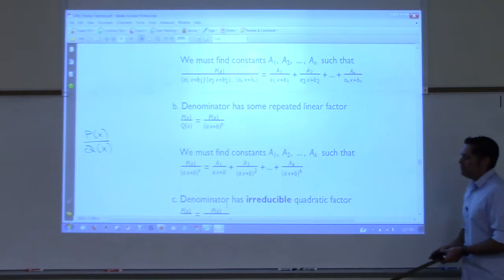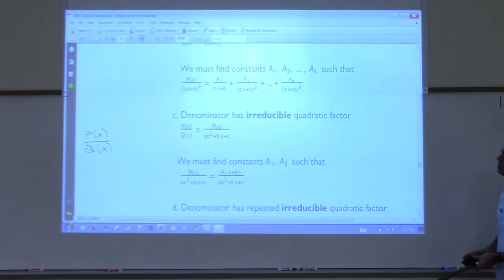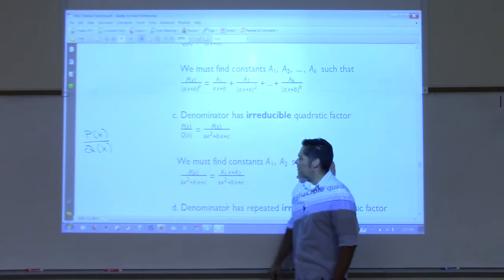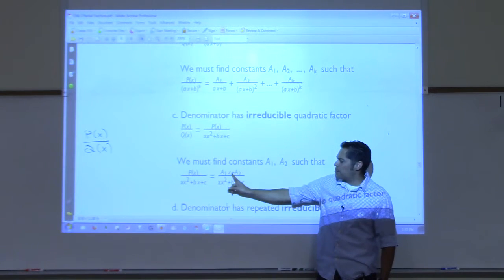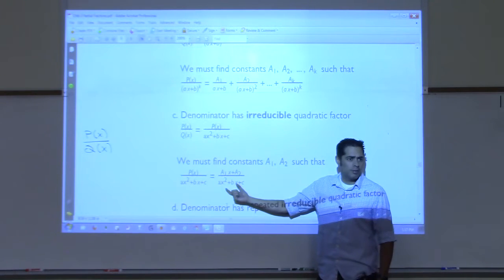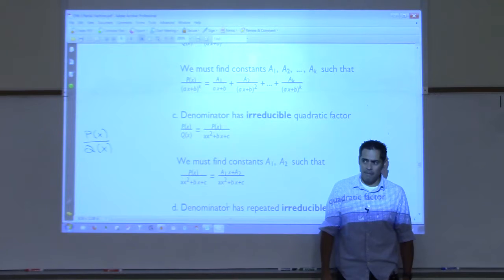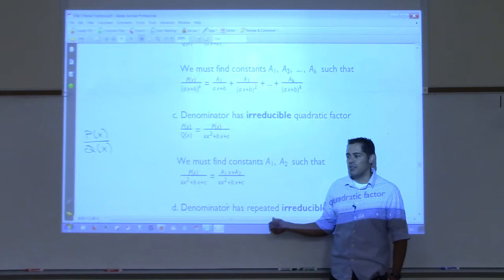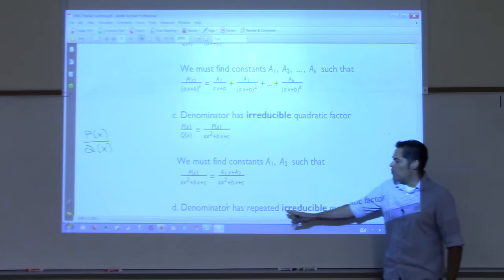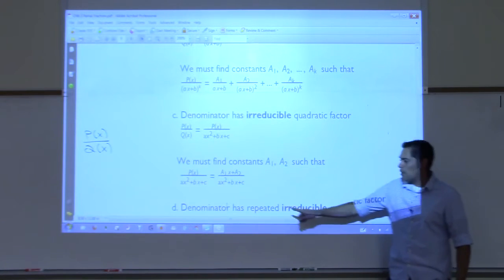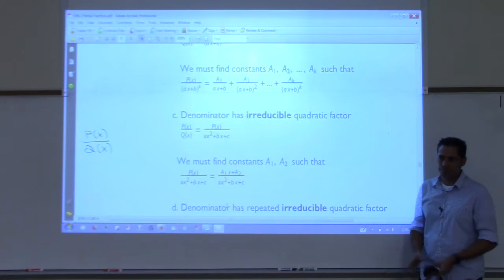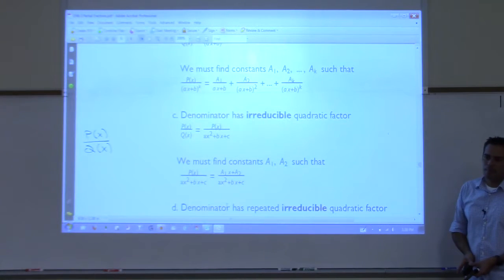Now what if you have a denominator that has an irreducible quadratic factor? If this is an irreducible quadratic factor, then we put ax plus b, a linear expression on top over the irreducible quadratic factor. Now, we didn't do this. What if, and maybe you can guess what would happen, your denominator has a repeated irreducible quadratic factor? What do you think you'll do?